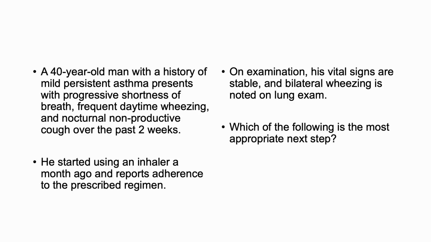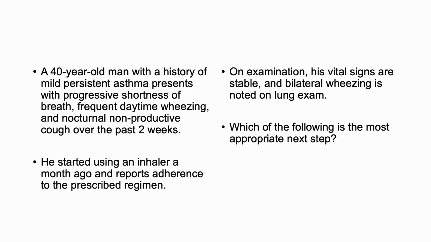A 40-year-old man with a history of mild persistent asthma presents with progressive shortness of breath, frequent daytime wheezing, and nocturnal non-productive cough over the past 2 weeks. He started using an inhaler a month ago and reports adherence to the prescribed regimen. On examination, his vital signs are stable, and bilateral wheezing is noted on the lung exam. Which of the following is the most appropriate next step? Add on oral prednisone, add on leukotriene inhibitor, or observe the patient's inhaler technique.